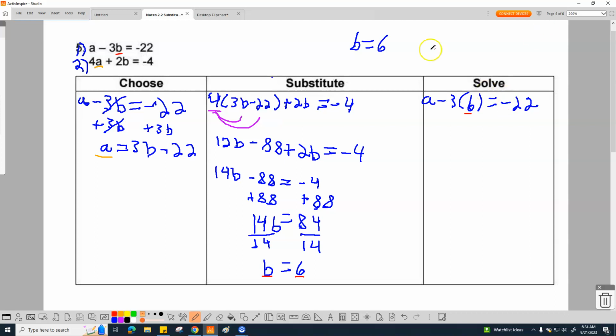So now I'm going to go ahead and finish this out. You have a minus 18 equals negative 22. You're going to add 18 to both sides. Add 18 to both sides. And again, I'm having another pen coming in. This is really annoying me. a equals negative 4. So in this case, our solution is b equals 6 and a equals negative 4. And you're done.